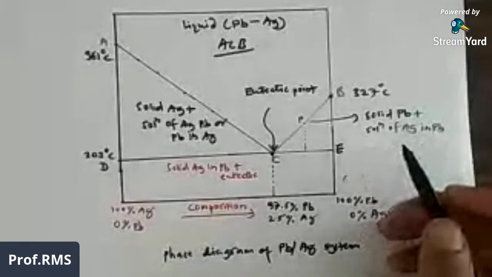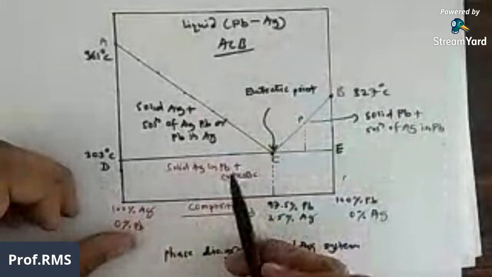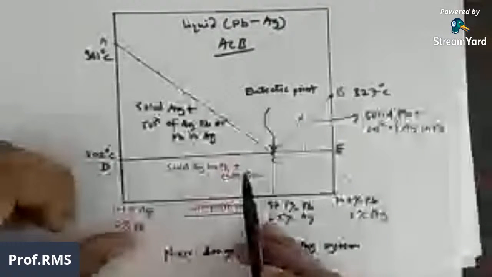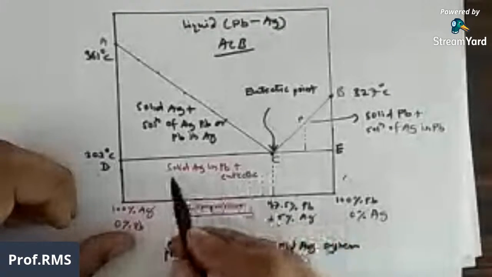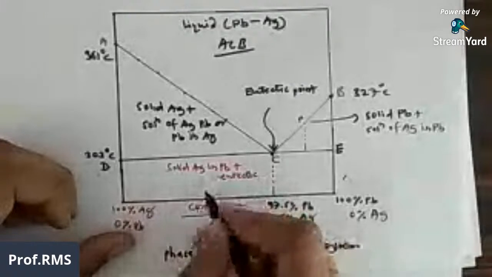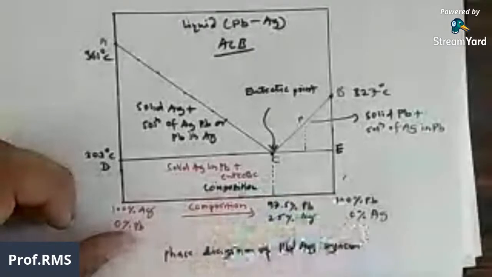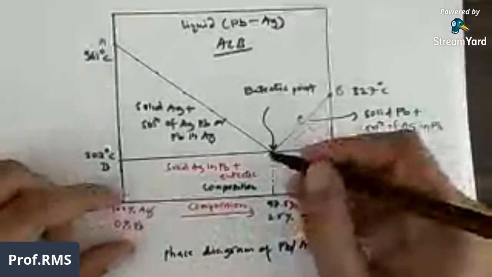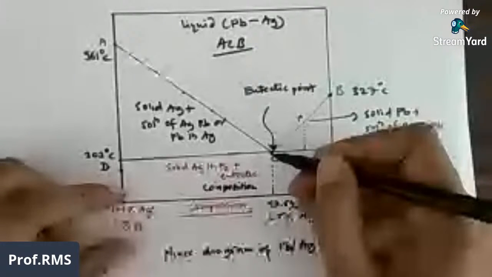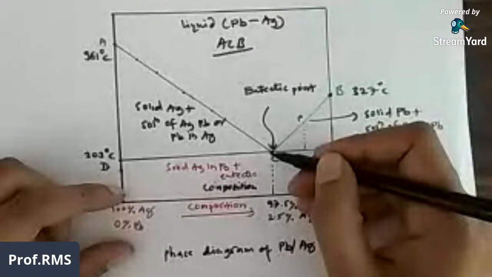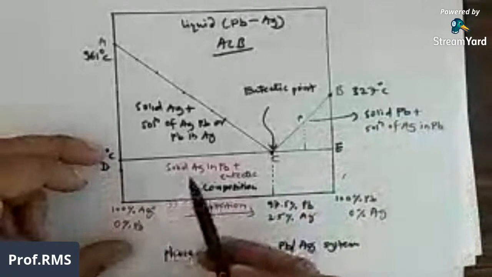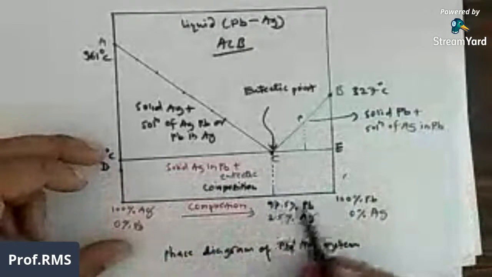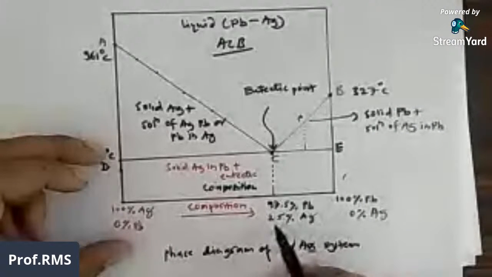Now talk about the last region, DCE. The region below this point DCE, such region is known as DCE, which gives the solid. In particular this region, we have solid silver, solid lead, and eutectic composition. So from this point, if we reduce the temperature, then what will happen? The liquid form of metal turns into solid form. So basically below this region, we have solid silver, solid lead, and eutectic mixture. Eutectic mixture means this mixture will remain the same, at 97.5 percent lead and 2.5% silver.